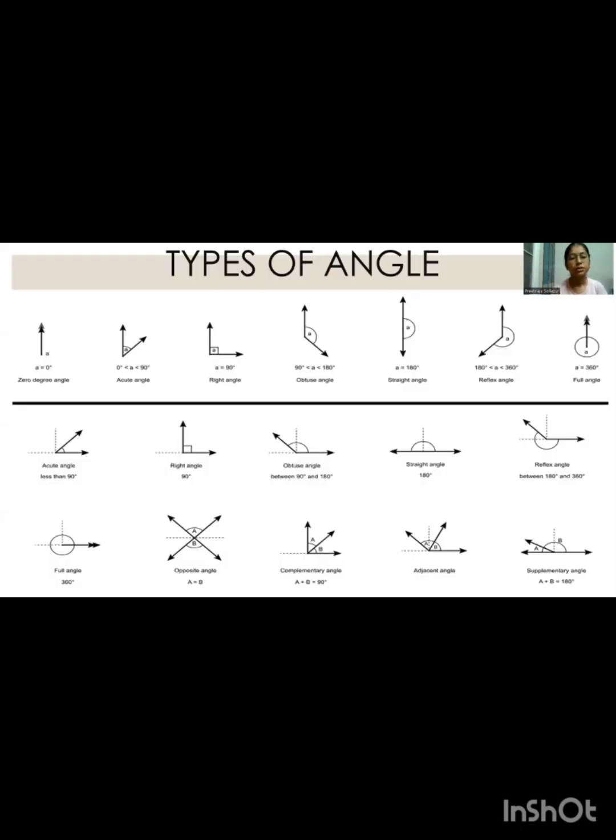Types of angle: zero-degree angle, acute angle, right angle, obtuse angle, straight angle, reflex angle, full angle. Acute angle is less than 90, right angle is 90, obtuse angle is between 90 and 180, straight angle is 180, reflex angle is between 180 and 360, full angle is 360. Opposite angles: A is equal to B. If A plus B is equal to 90, they are called complementary angles. Adjacent angles. Supplementary angles: A plus B is equal to 180.